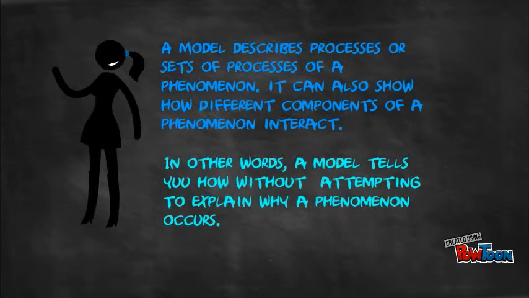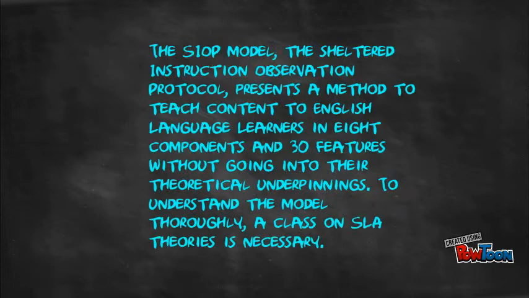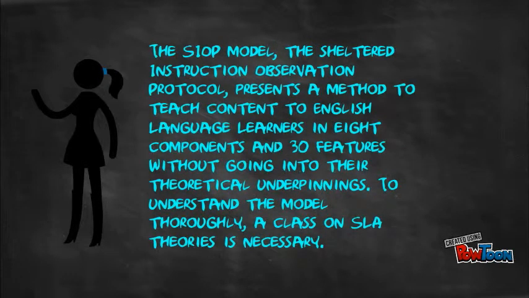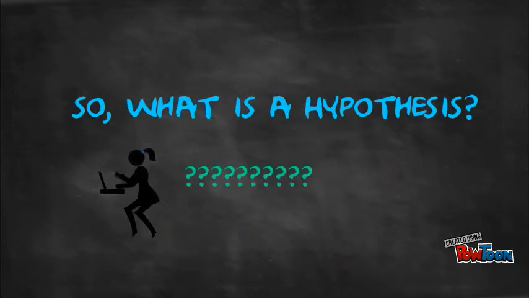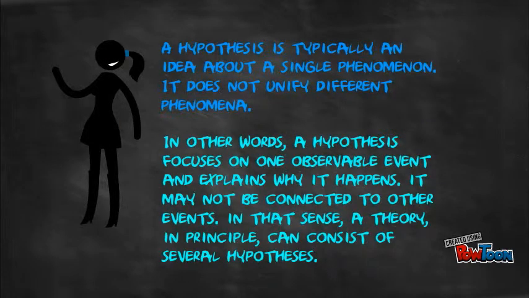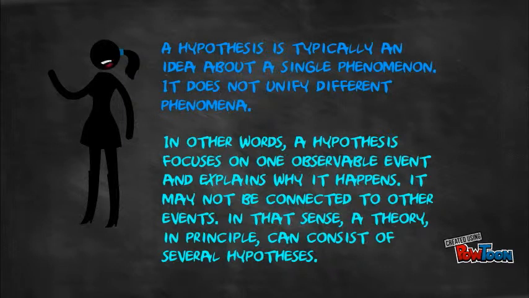So, what is a hypothesis? A hypothesis is typically an idea about a single phenomenon. It does not unify different phenomena. In other words, a hypothesis focuses on one observable event and explains why it happens. It may not be connected to other events. In other words, a theory, in principle, can consist of several hypotheses.